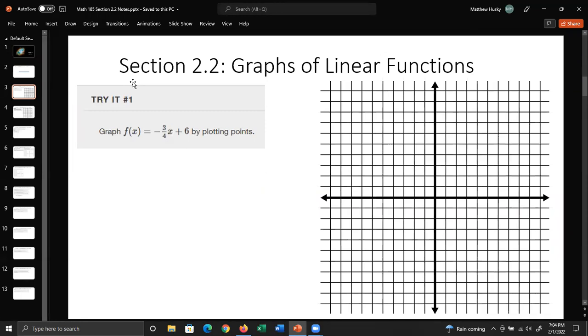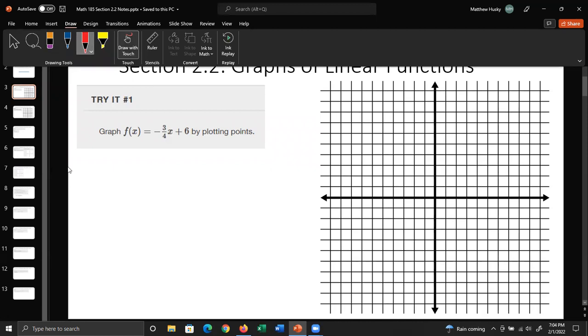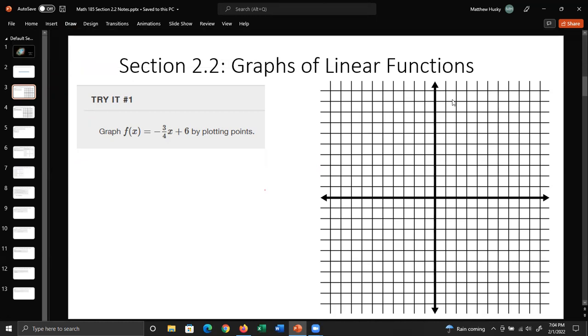We're first going to look at graphs of linear functions. For this first example, they say graph f of x equals negative 3/4 x plus 6. Do that by plotting points. So essentially the way you would do this is you would pick some values of x and plug them into the formula and then see what they give you.